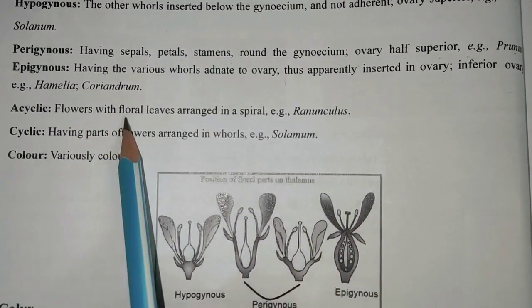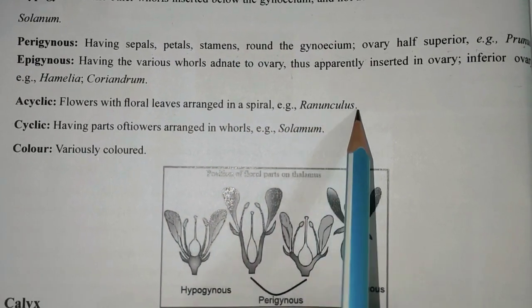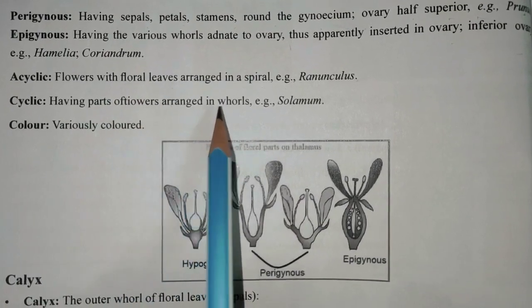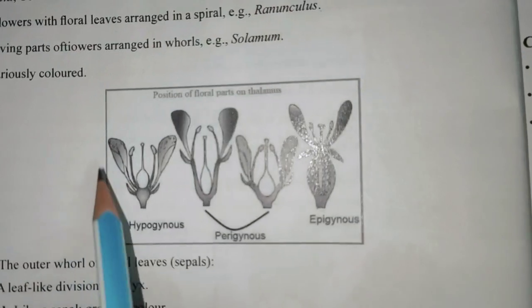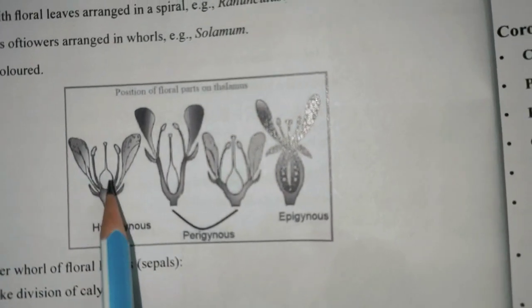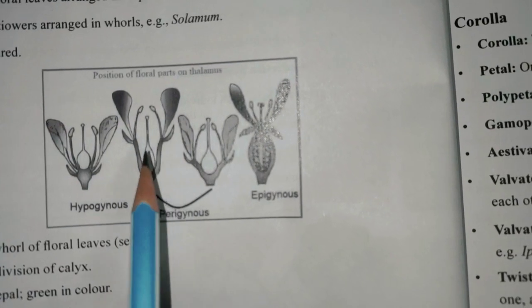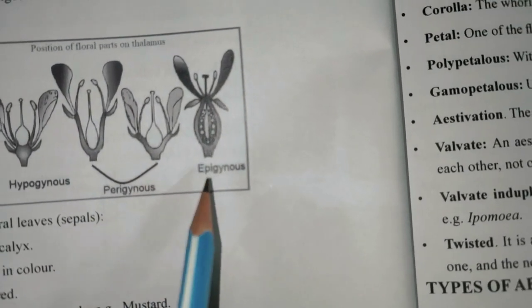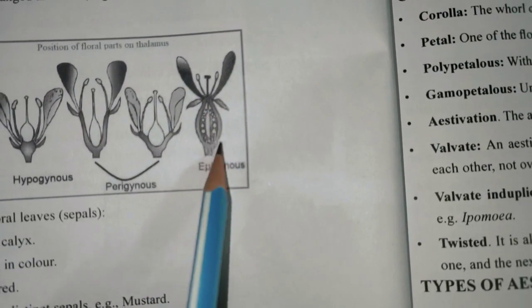Acyclic, flowers with floral leaves arranged in a spiral, for example, Ranunculus. Cyclic, having parts of flowers arranged in whorls, like Solanum. Color, variously colored. This is hypogynous condition in which the ovary is superior. In perigynous, the ovary is half inferior. And epigynous, the ovary is totally inferior.